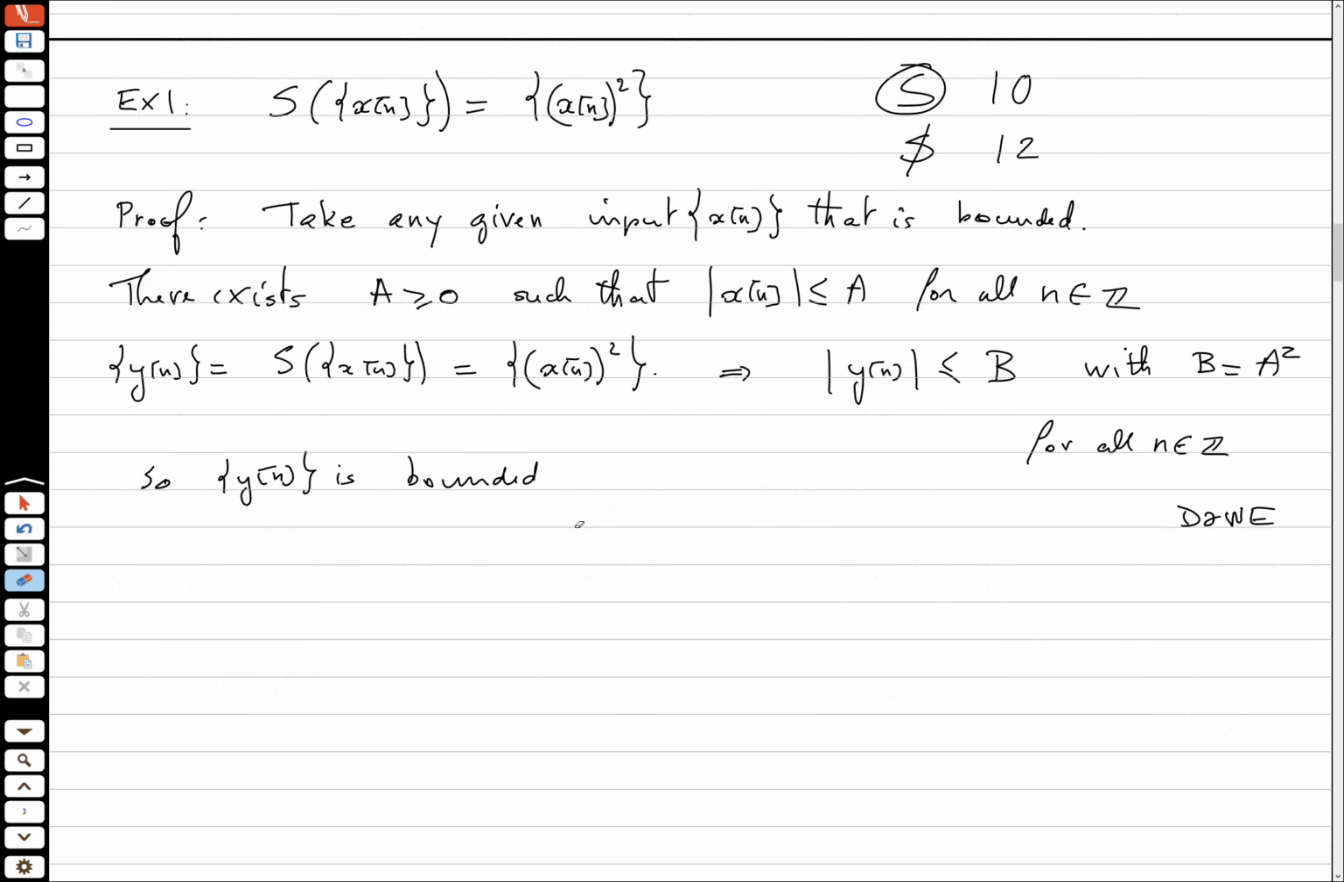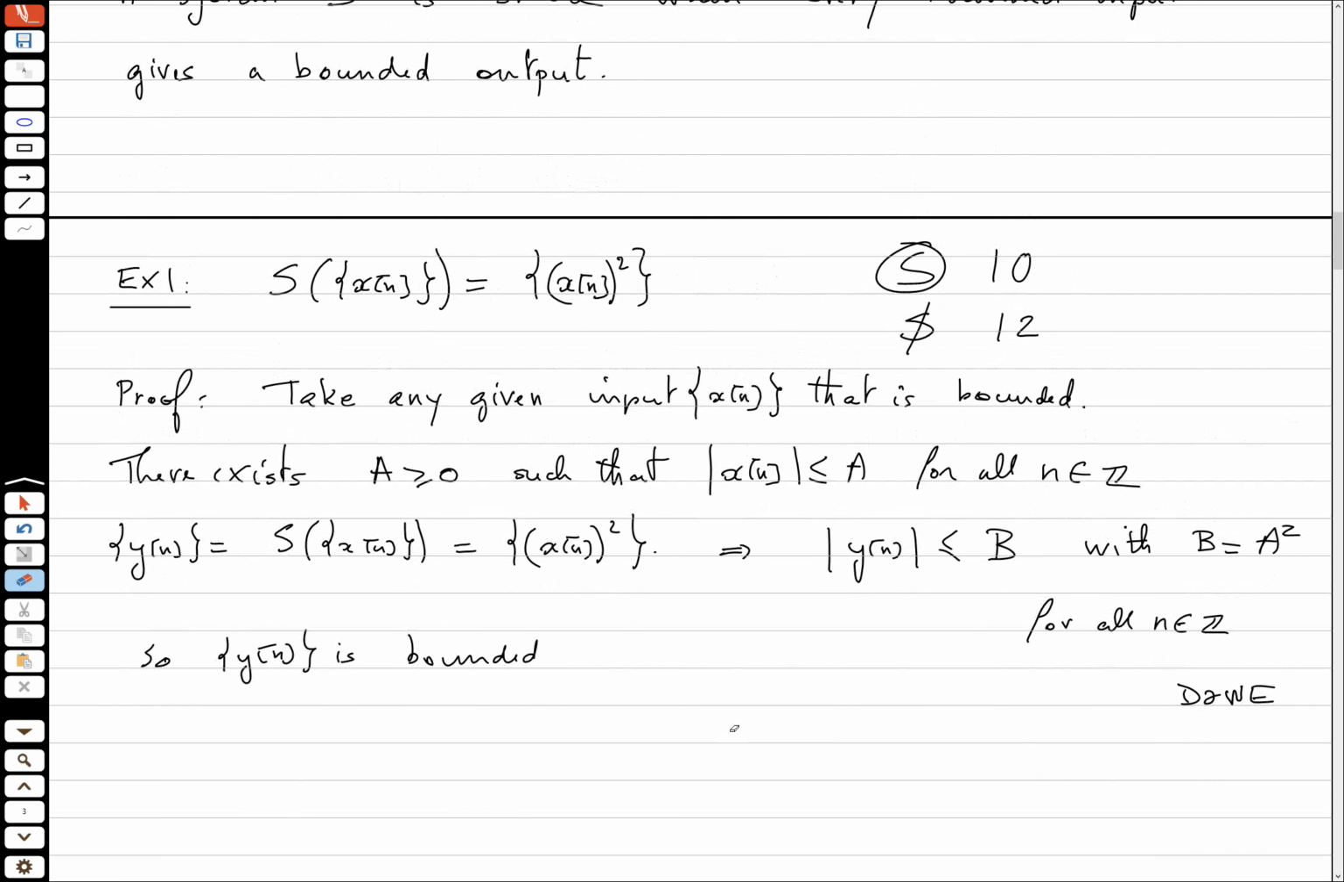Professor, you're assuming that x of n is bounded. Yeah. So you're going to say, what if the input is not bounded? I said, we don't care. You assume that x of n is bounded. So the question is, what happens if x of n is not bounded? Is that the question? I prepared my gun.